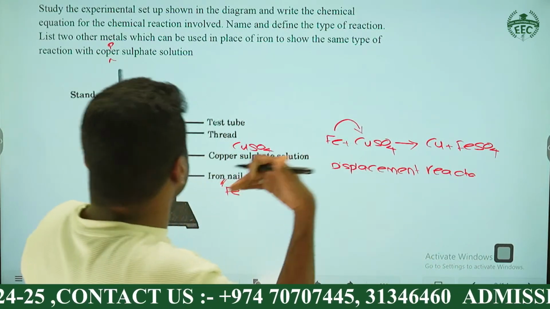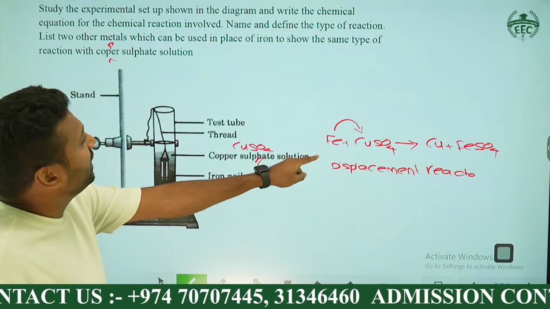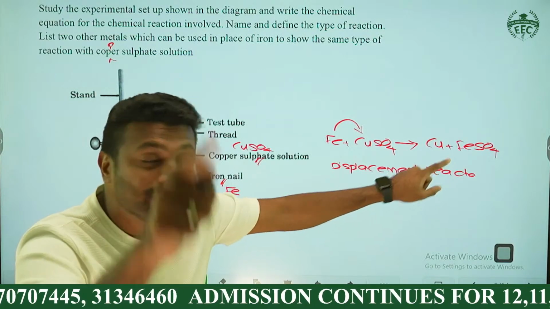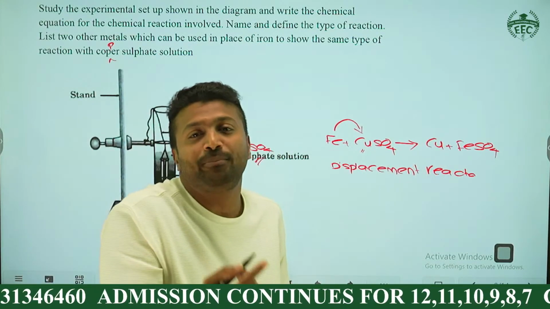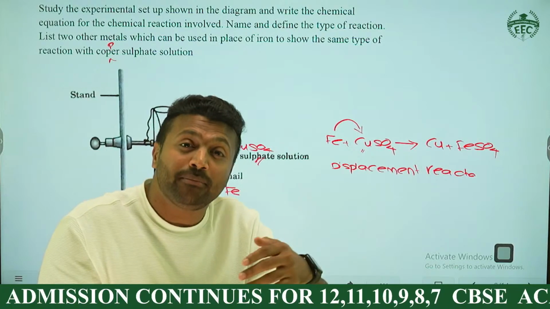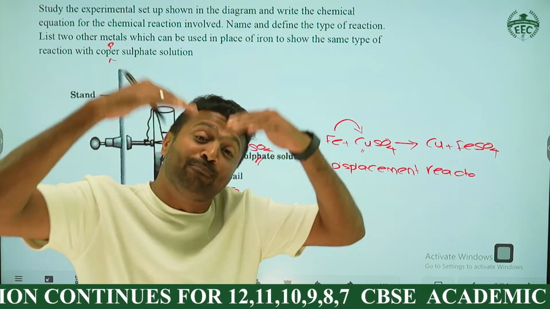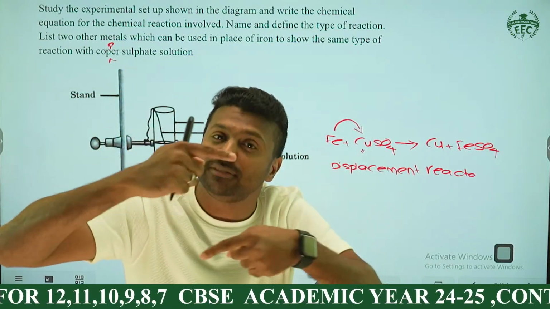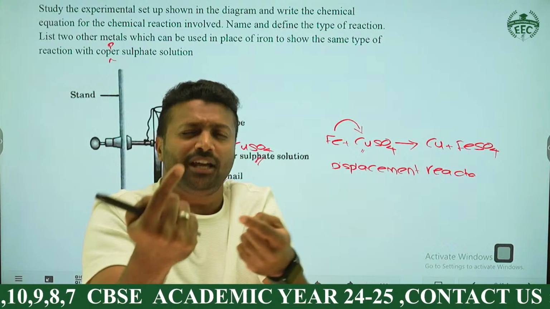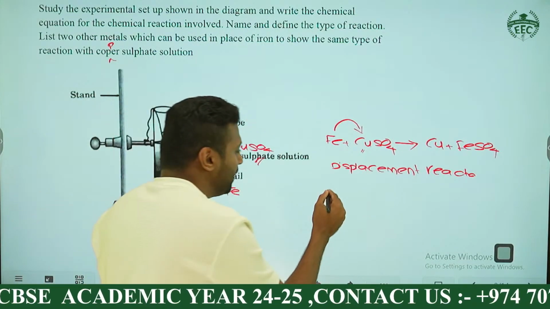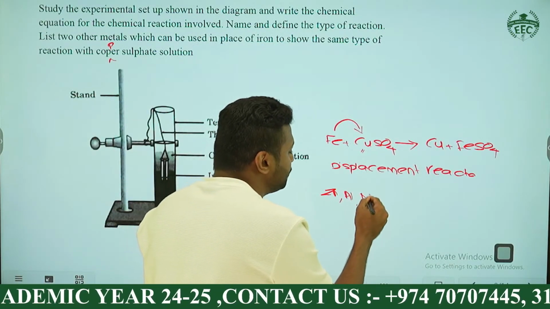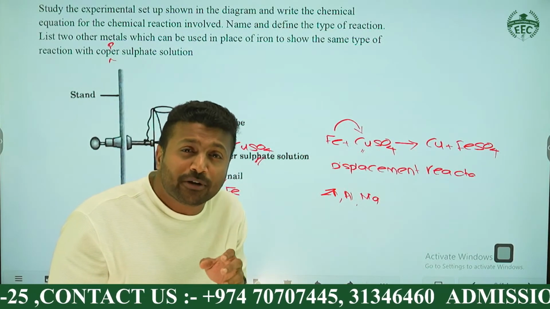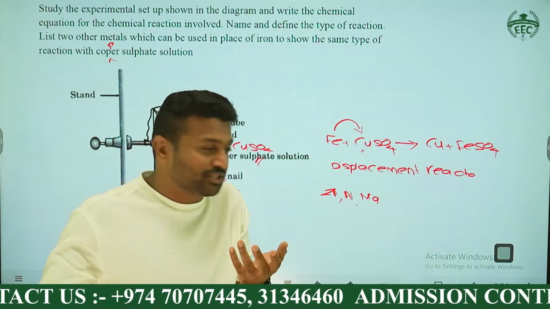Then list two other metals which can be used in place of iron to show the same type of reaction. Any metal which is more reactive than copper can displace copper from its aqueous solution. You can say aluminum, magnesium, zinc. These all come above copper in the reactivity series. Since they are more reactive than copper, they will displace copper from its aqueous solution, which is called a displacement reaction.